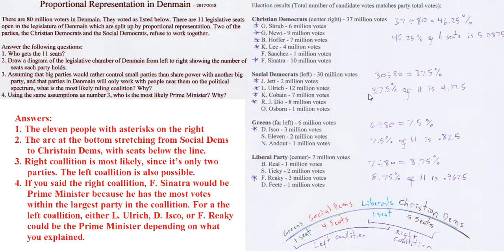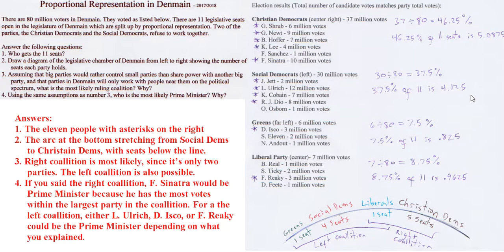All right, same thing is true for the Social Democrats, of course. 37.5 times 11 seats is 4 and some fraction of seats. The Greens and the Liberal Party each get a fraction of a seat, so they don't have a guaranteed full seat like the Christian Democrats and the Social Democrats. Obviously, there are 5 full seats and 4 full seats here, which leaves a total of 2 seats left, so we have to figure out who gets those 2 seats.